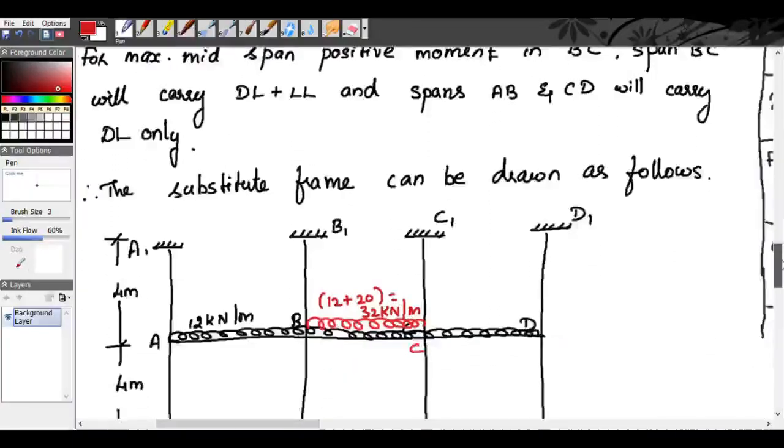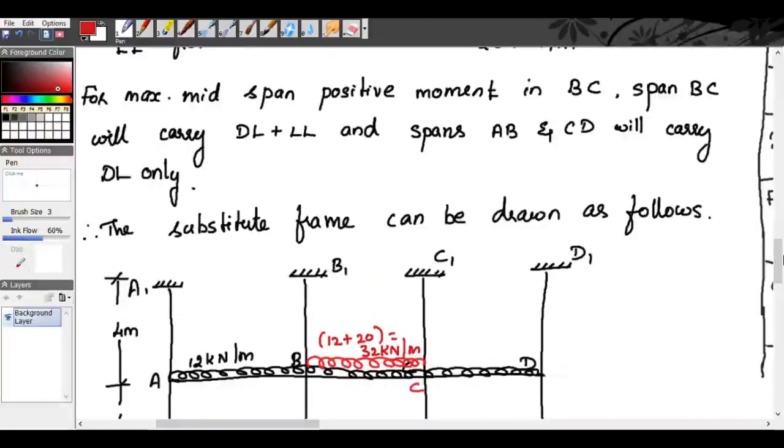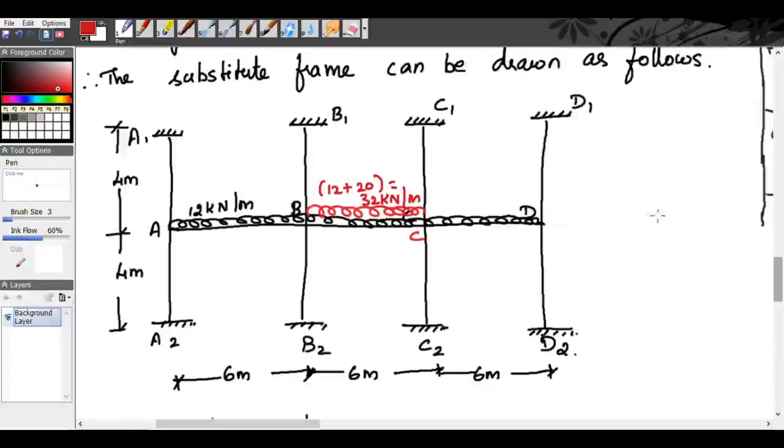Okay, so how will we draw the substitute frame? The substitute frame is like this. Throughout the span ABCD we have dead load, and we have live load only in the span BC. We have calculated the dead load as 12 kilonewton per meter and the live load as 20 kilonewton per meter. So in the span BC, the dead load plus live load, 12 is the dead load and 20 is the live load, so totally 32 kilonewton per meter.